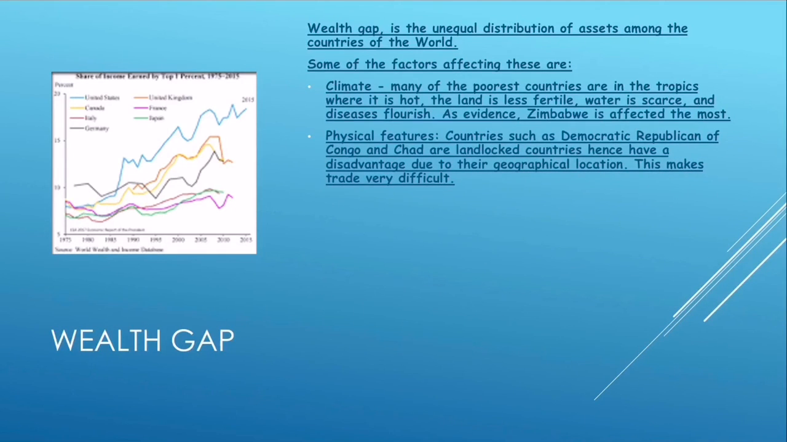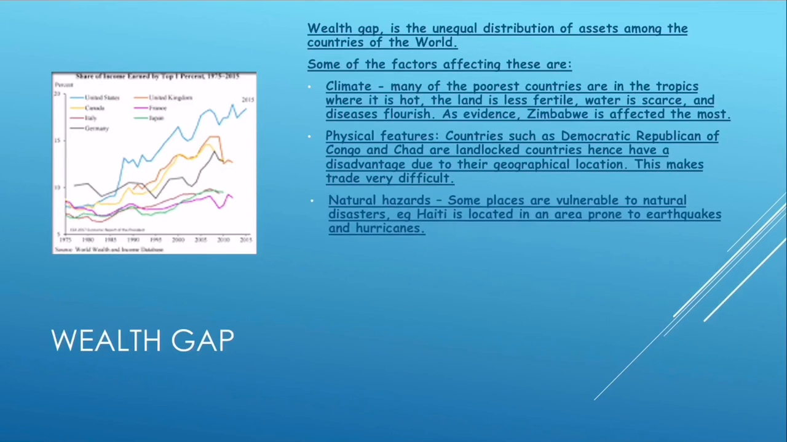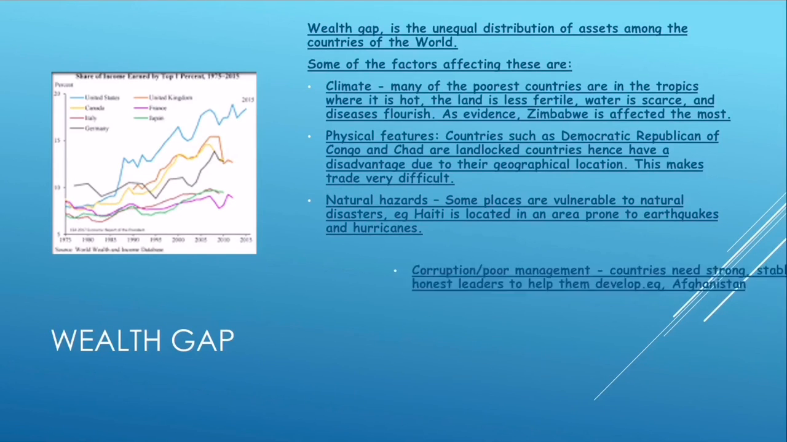Physical features: countries such as Democratic Republic of Congo and Chad are landlocked countries, hence have a disadvantage due to their geographical location. This makes trade very difficult. Natural hazards: some places are vulnerable to natural disasters. Example, Haiti is located in an area prone to earthquakes and hurricanes.